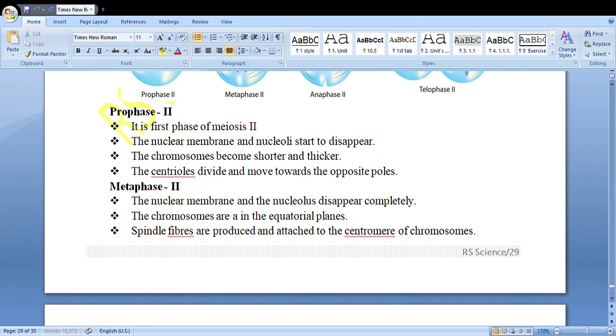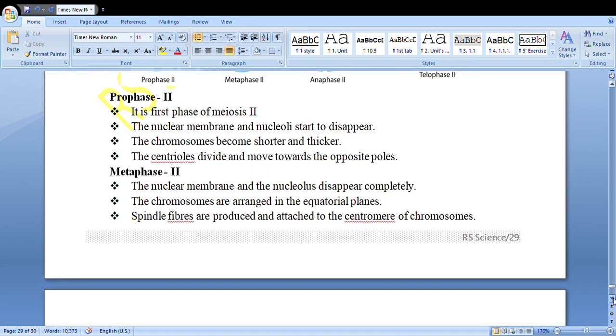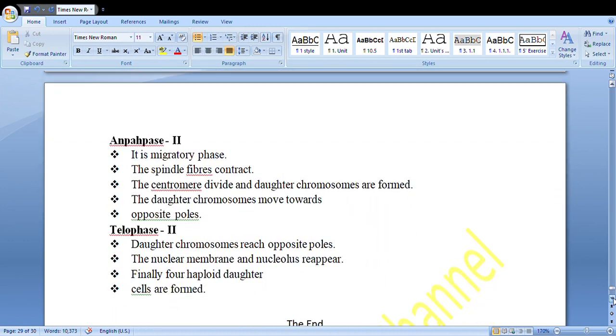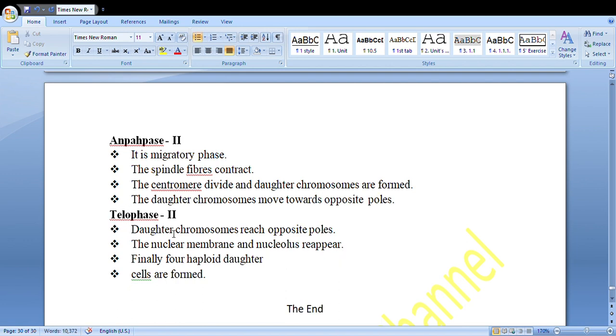Aligned means arranged. Arranged in the equatorial plane, spindle fibers are produced. Metaphase 2 has the following characteristics. Anaphase 2 has the following characteristics. You can pause and learn slowly also. Telophase 2 has the following characteristics.